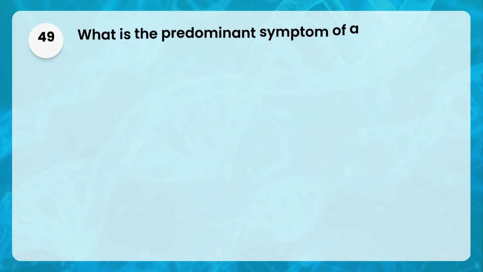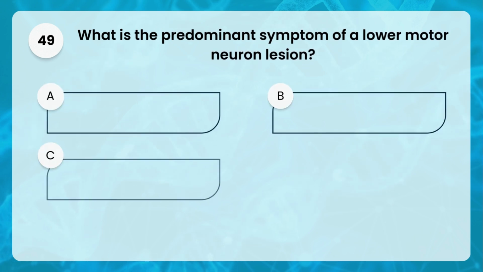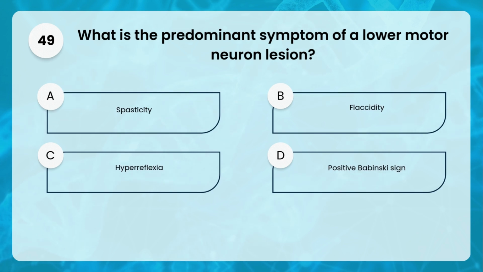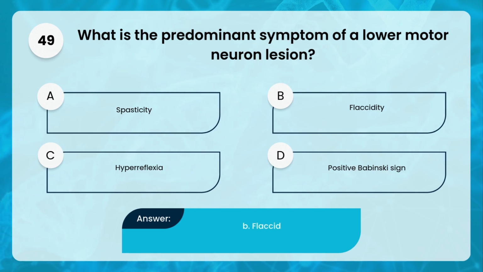Number 49. What is the predominant symptom of a lower motor neuron lesion? A. Spasticity. B. Flaccidity. C. Hyperreflexia. Or D. Positive Babinski sign. The answer is B. Flaccidity.